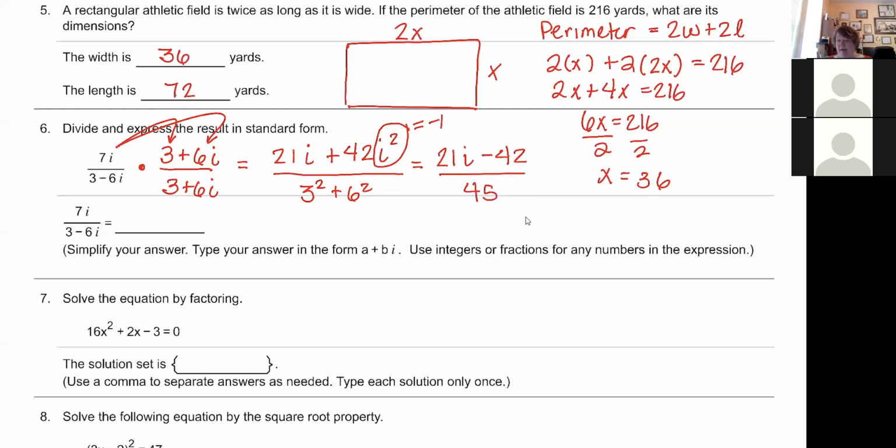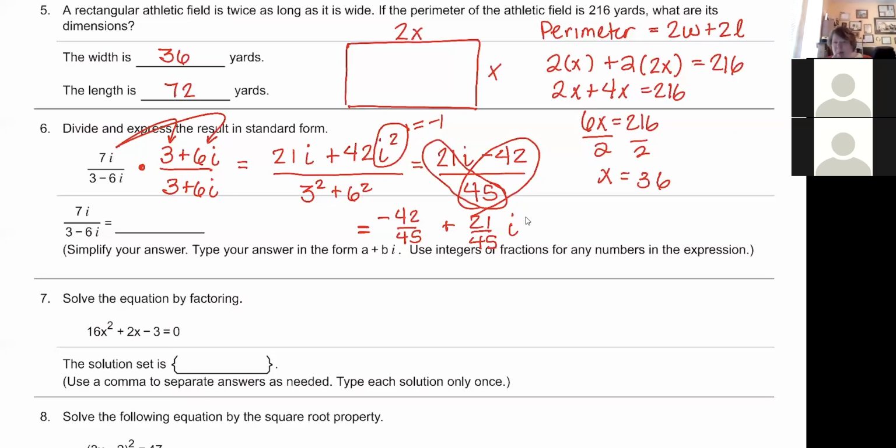Now we just rewrite this. We put the real part first and the imaginary part second. So we're going to write -42 over 45 plus 21 over 45i. So we rewrite it, -42 over 45 plus 21 over 45i, and then simplify.